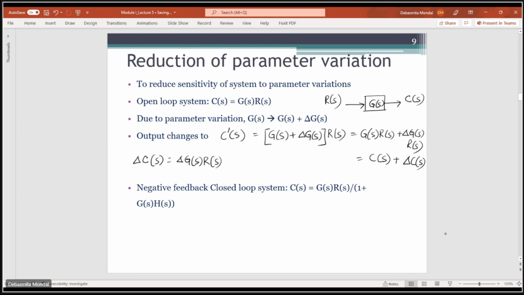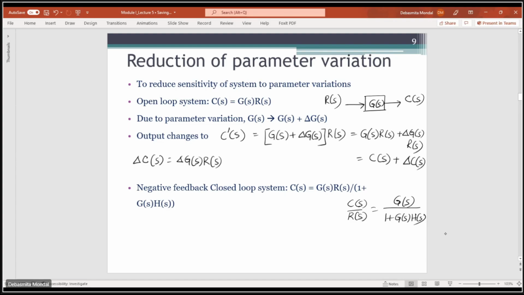Now let's see what would happen if the system was not open loop, but rather a closed loop system. Let's take the previous example. The closed loop system has a feedback element of H(s). We have seen that for the closed loop system with a feedback of H(s), C(s) by R(s) is equal to G(s) by 1 plus G(s)H(s). So from here C(s) will be equal to G(s) into R(s) divided by 1 plus G(s)H(s).